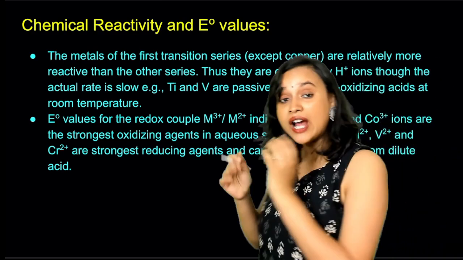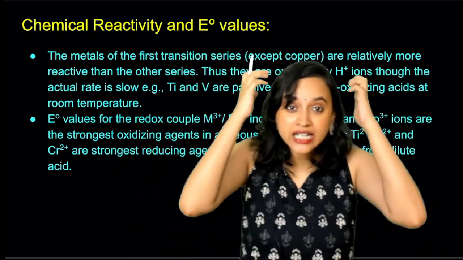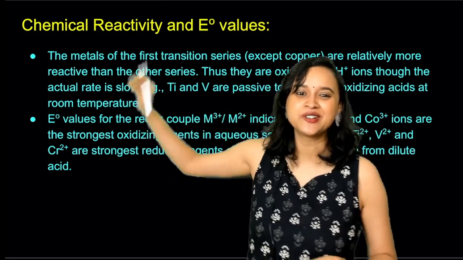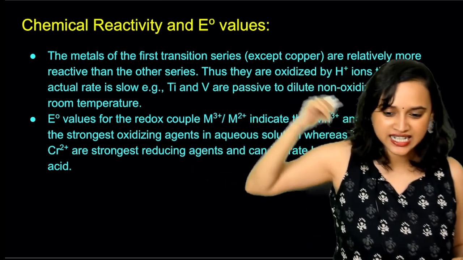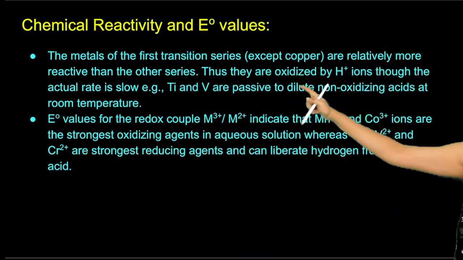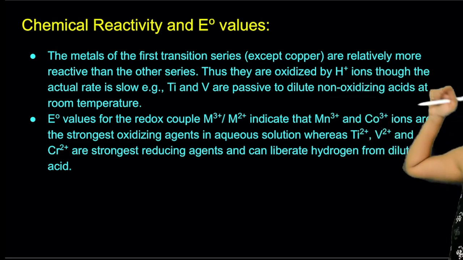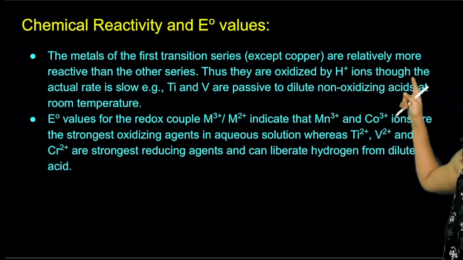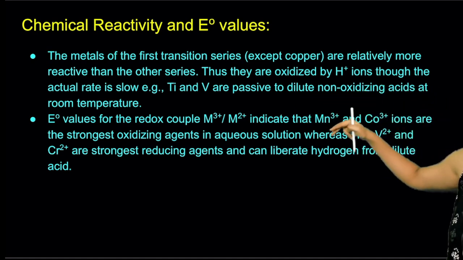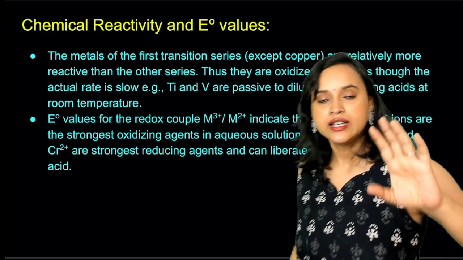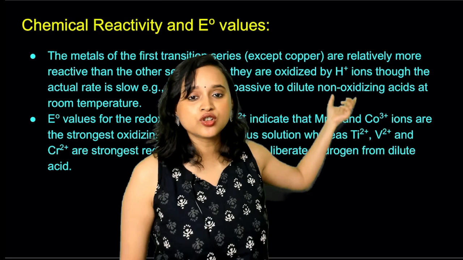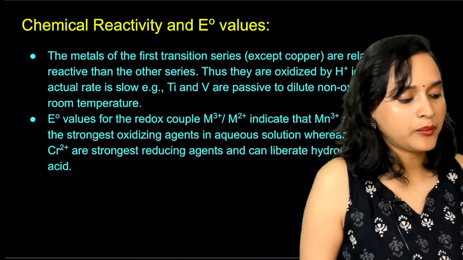Now the question is, ma'am, why did we study these E naught values? Why did we have to irritate our mind with the E naught values? Because from the E naught value, you get to understand the chemical reactivity. So let's understand this. The metals of the first transition series, except copper, are relatively more reactive, because they are oxidized by H+ ions. Even though the actual rate is very slow, especially if you take a look at titanium and vanadium, they are very passive towards dilute non-oxidizing acids at room temperature.